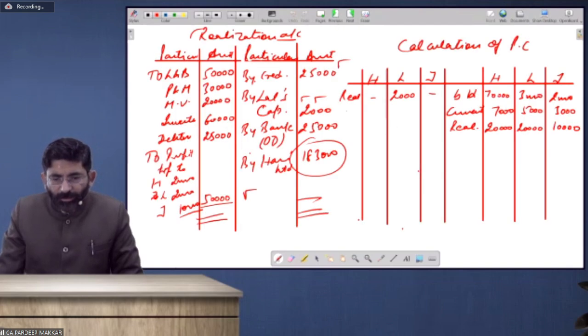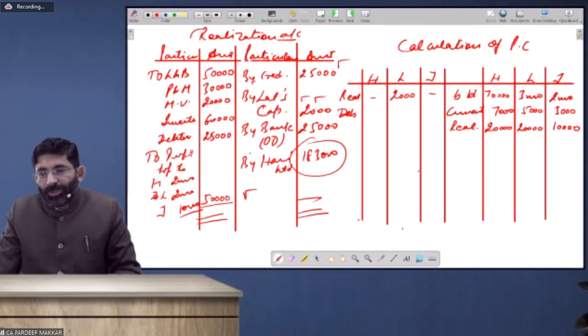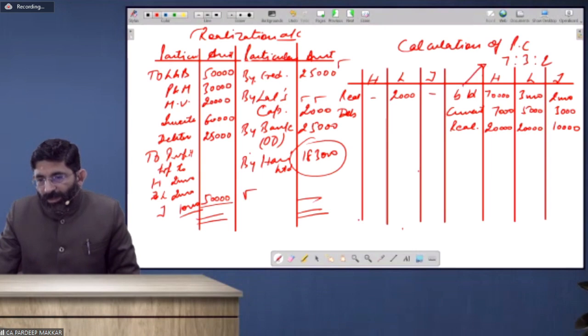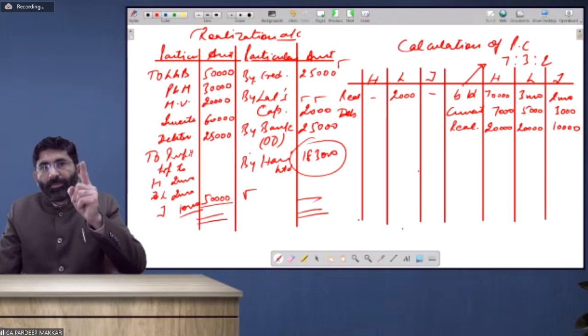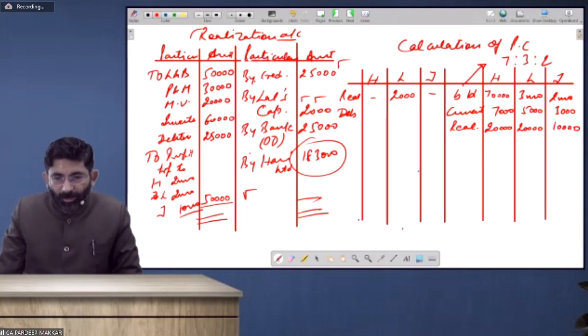You may do it like this also. First of all, transfer debentures. He says debentures will be distributed in which ratio? In 7:3:2. The ratio of the capital. He has already mentioned that in whatever ratio in the above balance sheet, in that ratio debentures will be issued. So debentures worth rupees 60,000 are issued. It will be 35,000, 15,000 and 10,000.